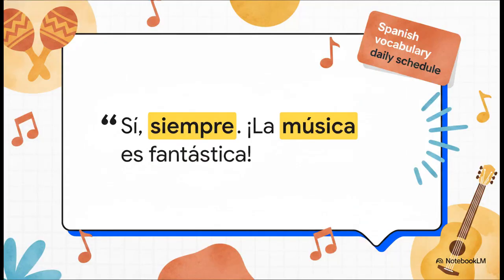And Tomás finishes it off with some great energy. Sí, siempre. La música es fantástica. Yes, always. Music is fantastic.